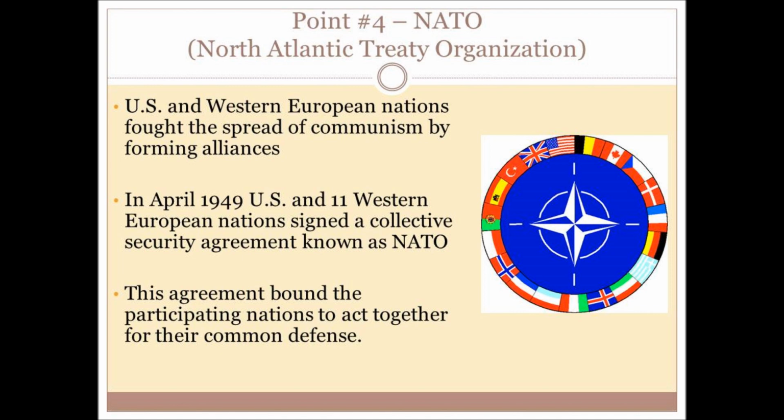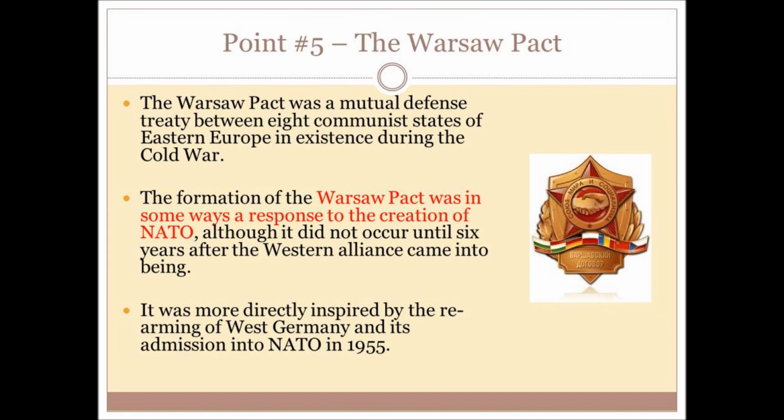When this was created, the Soviets felt threatened, so they created their own type of pact known as the Warsaw Pact. The Warsaw Pact was a mutual defense treaty between 8 communist states of Eastern Europe in existence during the Cold War. The formation of the Warsaw Pact was in some ways a response to the creation of NATO, although it did not occur until 6 years after the Western Alliance came into being. So this happened 6 years after NATO. It was more directly inspired by the rearming of West Germany and its admission into NATO in 1955. We'll talk more about Germany in future lessons.